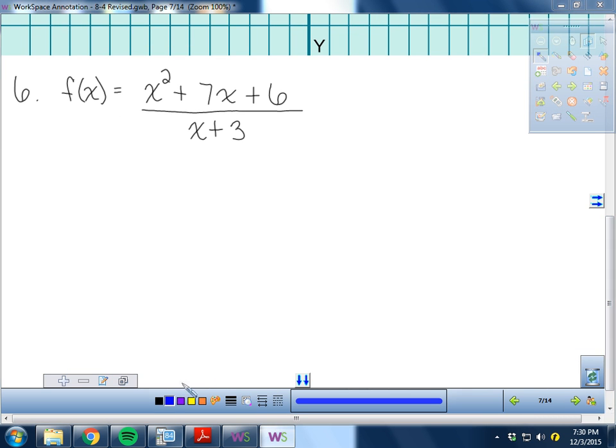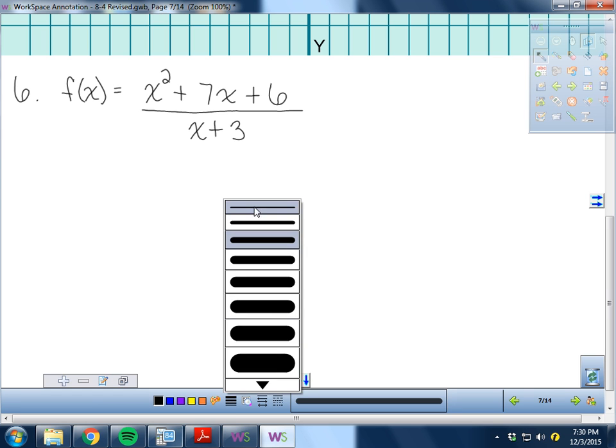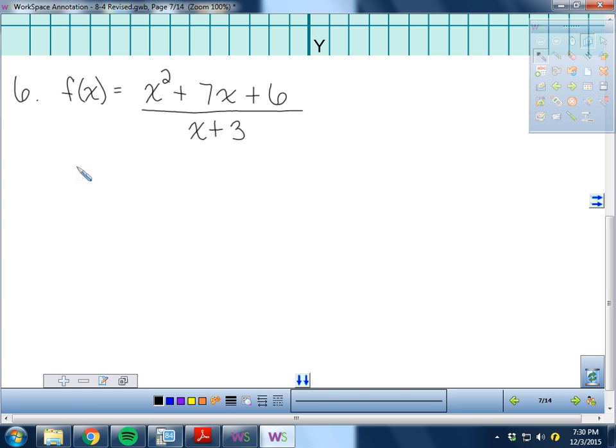Number 6. So the very first thing I do is I factor the numerator and denominator if I can. So on the top I have a trinomial. Plus sign and back means 2 of what's in front. And then I just have an x squared. And the two things that multiply to make 6 and add to make 7 are 6 and 1, all over x plus 3. I cannot factor x plus 3.